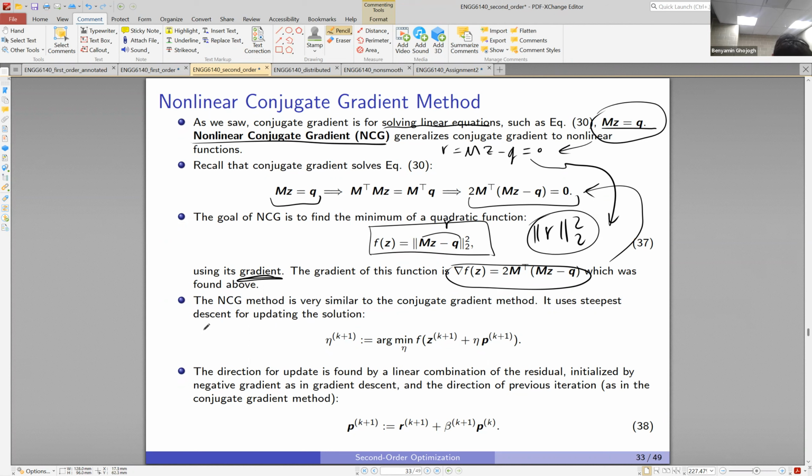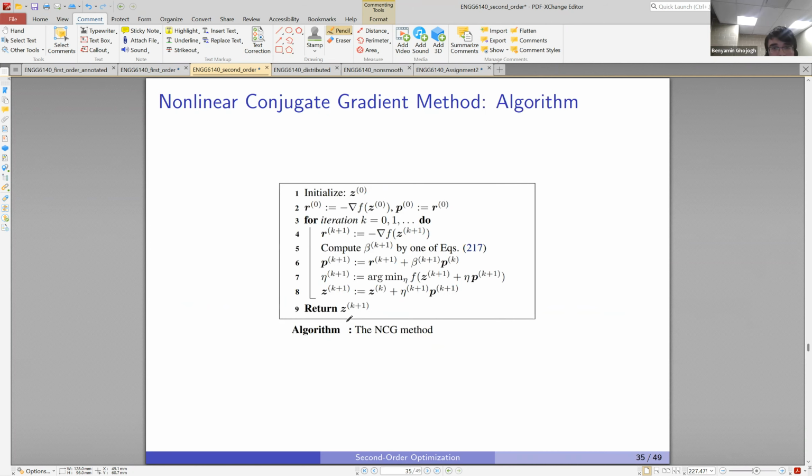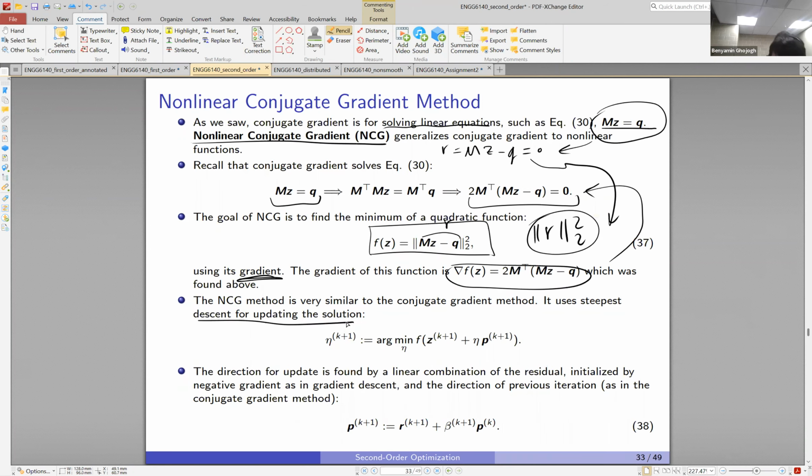So the NCG method is very similar to the linear conjugate gradient method, but it uses steepest descent for updating its solution. We will see the algorithm of NCG here, but let me introduce it first. It uses the steepest descent, which we already talked about in first order methods, for finding eta, the learning rate. Do you remember eta is the learning rate for updating z?